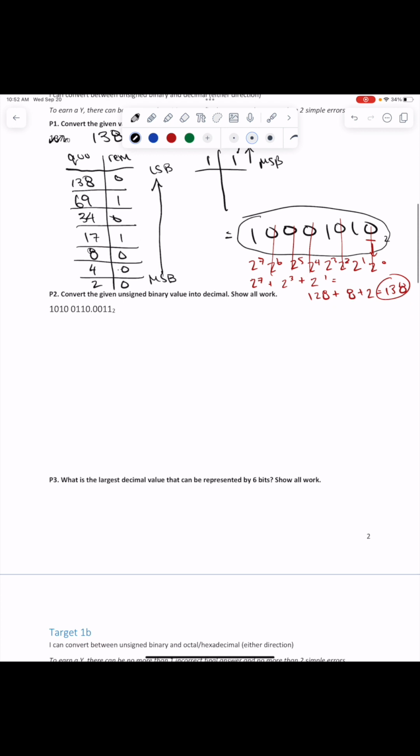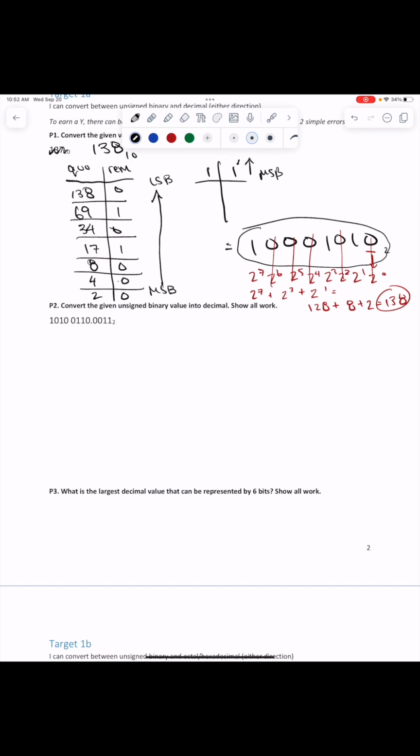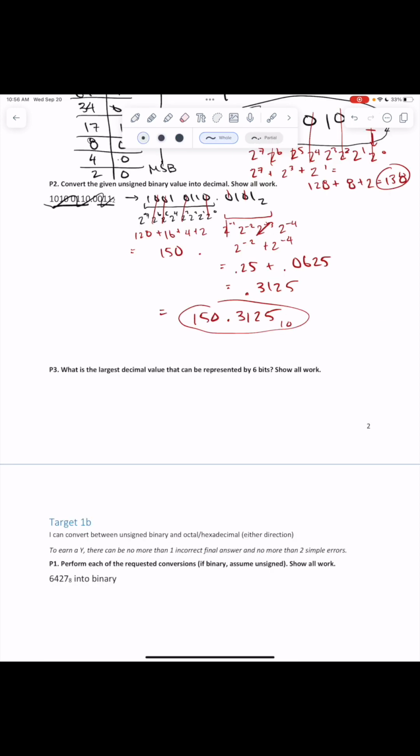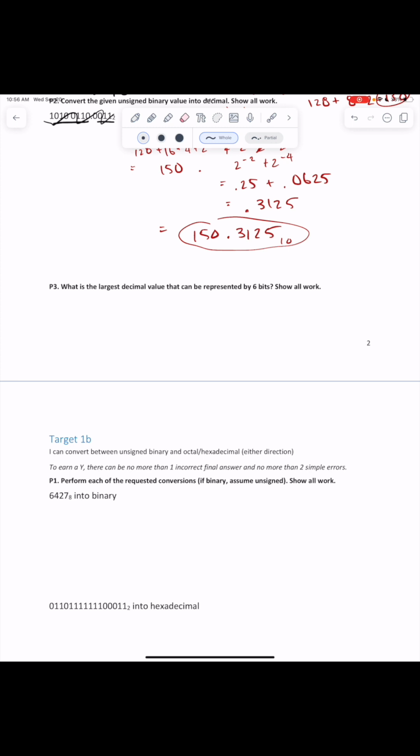Okay, and let's move down to P2 learning target and converting binary values into decimals. So actually, I kind of just repeated or duplicated work here, so try not to do that again. Okay, and moving on to P3 here, what is the largest decimal value that can be represented by 6 bits?